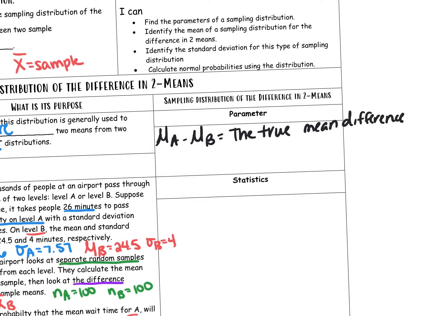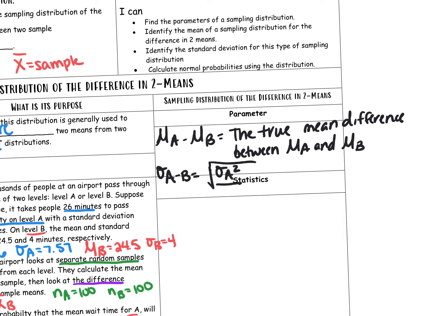The true mean difference between mu of A and mu of B. And the standard deviation for this, sigma A minus B, is equal to the square root of the standard deviation for A, squared, divided by the sample size of A, plus the standard deviation of B, squared, divided by N of B.